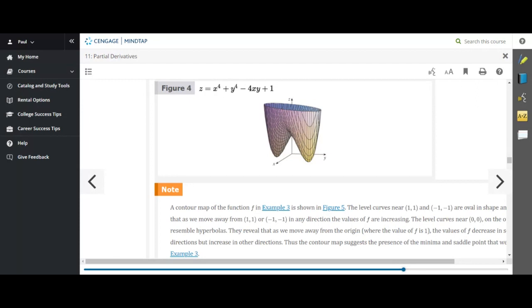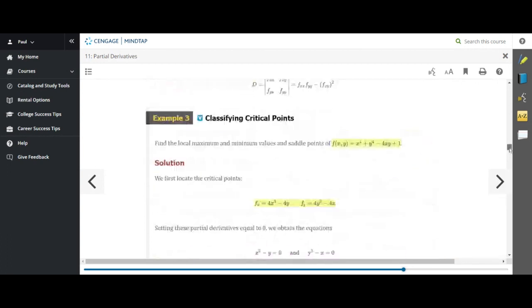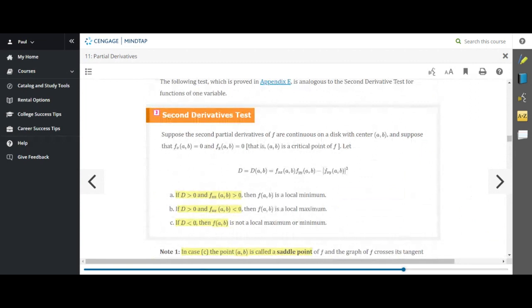It's a saddle point. But how do we mathematically determine where minima, maxima, and saddle points are? Graphically we can see that our three critical points correspond to two minima and a saddle point. But how do we mathematically determine that? Well, there is a theorem called the second derivatives test. And this is gone through also in some detail in MATLAB assignment number 5.